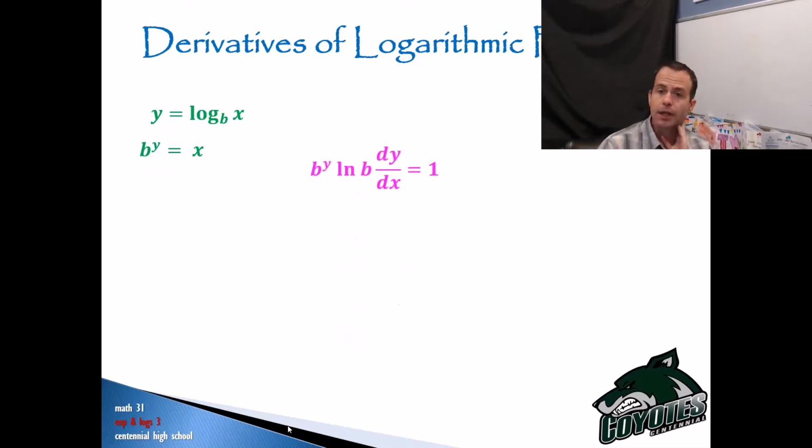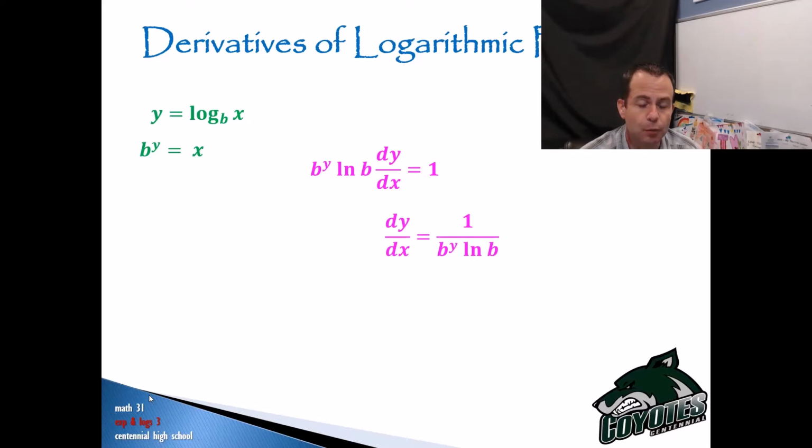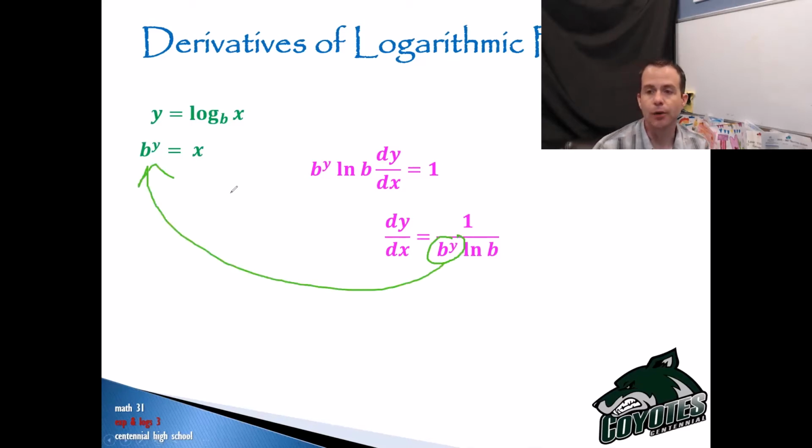Okay, so now, again, I'm trying to get dy over dx by itself. So I'll divide both sides by b to the y ln b. But also, again, I don't want to write anything in terms of y. So I'm going to say, hey, b to the y is the same as x. So now that becomes 1 over x ln b. So essentially, the derivative of ln x is 1 over x, and the derivative of log base b of x would be 1 over x ln b. Okay?